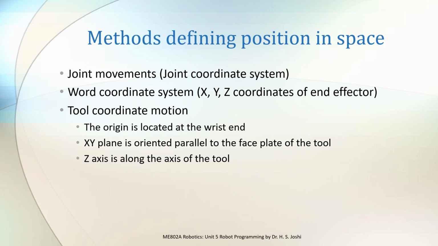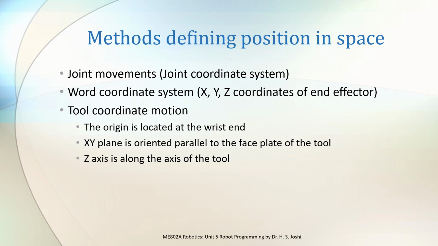This particular type of coordinate system is typically preferred in applications where the end effector is in the form of a tool. For example, you may have a tap, a drill, a welding torch, or a spray painting gun as the end effector. In that case this method is more useful, because we are talking only about the operation of that particular tool with respect to the wrist position. So for defining the operation of this tool, the tool coordinate motion is typically used.